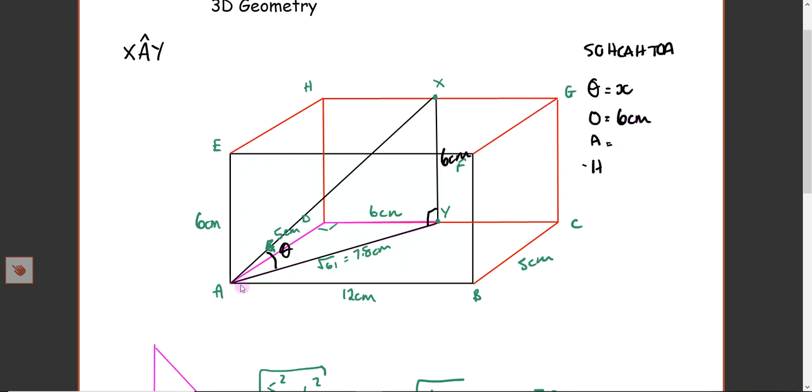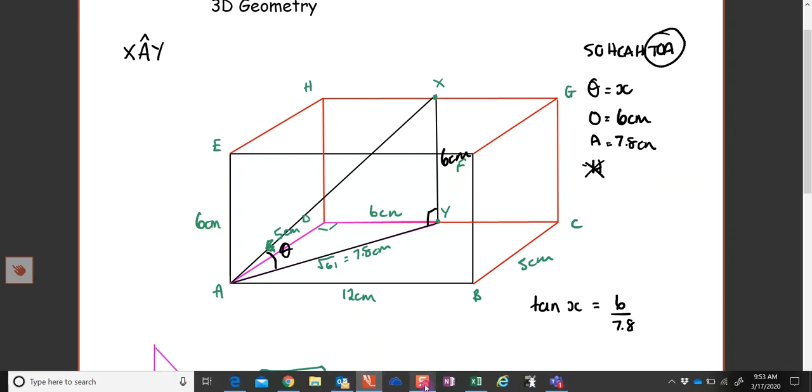What about the adjacent? Well, we worked that out before as 7.8. The hypotenuse is this length here. We don't know that. So which ratio am I going to use? We can do the tan of X or theta is equal to opposite over adjacent. So we've got 6 divided by 7.8. And I'll let you carry on from that point. You can work it out.